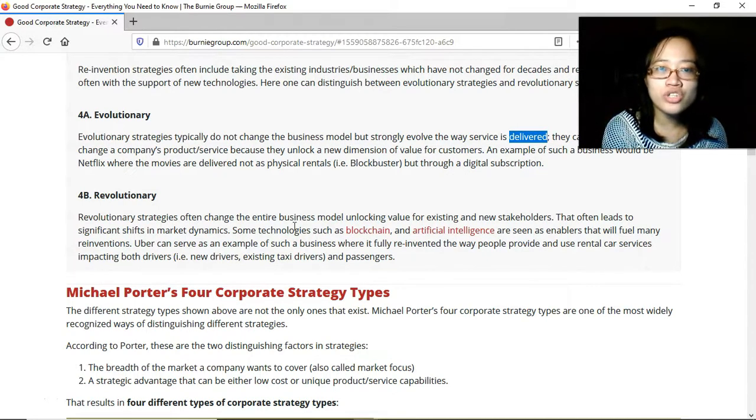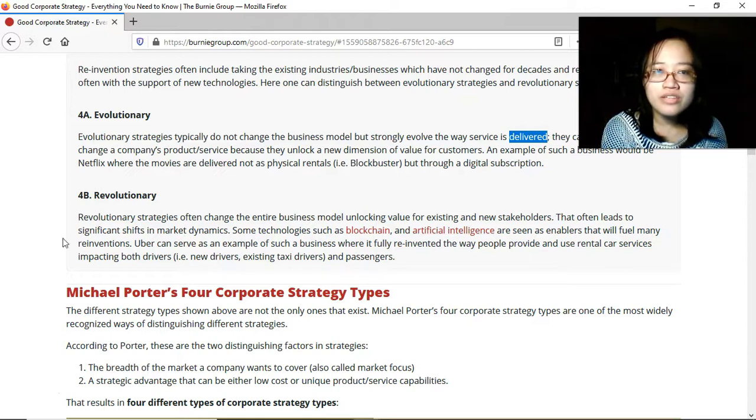Revolutionary often changed the entire business model, unlocking value for existing and new stakeholders. Ang kagandahan dito sa revolutionary, yung existing na stakeholders, andun pa rin, kasama sila dun sa mag-shift from one medium to another. Unlike dito sa evolutionary, talagang yung nalampasan or yung mga nakaraan is napag-iwanan na talaga. Kumbaga, I wouldn't say killing the business, pero the old businesses would have failed, diba? Kagaya nga ng mga yun, mga nagsara na.